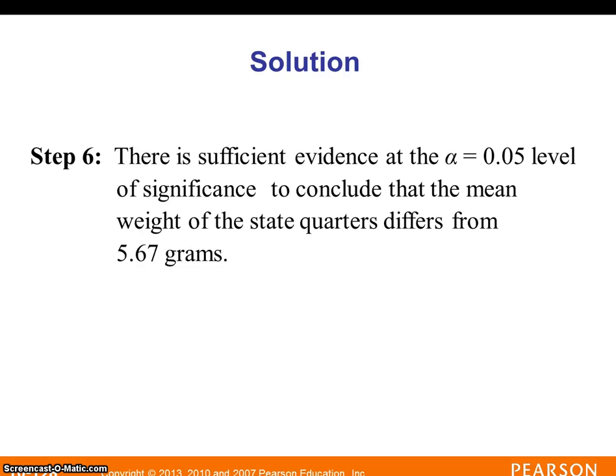So stating the conclusion then, there is sufficient evidence at the alpha equals 0.05 level of significance to conclude that the mean weight of the state quarters differs from 5.67 grams. And again, on the exam or the homework, it doesn't really matter to me if you state the level of significance, right? Hopefully that will be clear from the problem. But you know, in a research journal or something, you might want to make it extra clear what level of significance you are referring to, because that will make a difference in how people will interpret the answer.